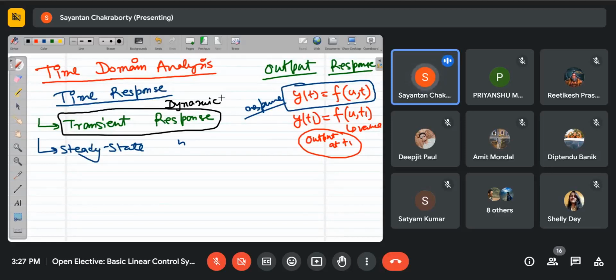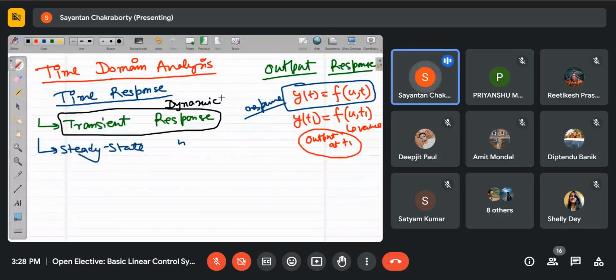But that doesn't mean the steady state response is of no use. The steady state response is also equally, if not more, important than the transient response. Why? Because given a perturbation, first of all, you have to reach a new equilibrium, and that is a feature of a stable system. If you design a system which never reaches an equilibrium, then your transient is never ending. That system is of no use.